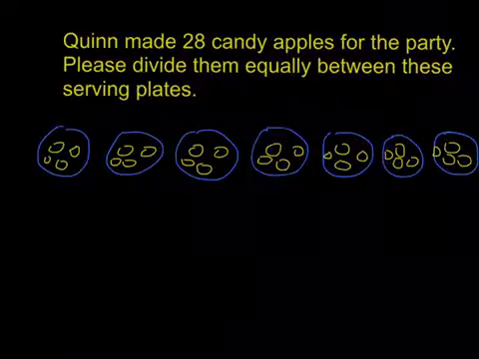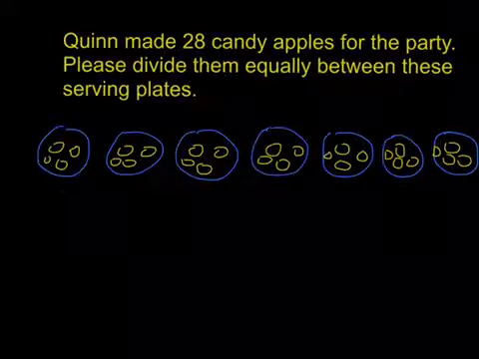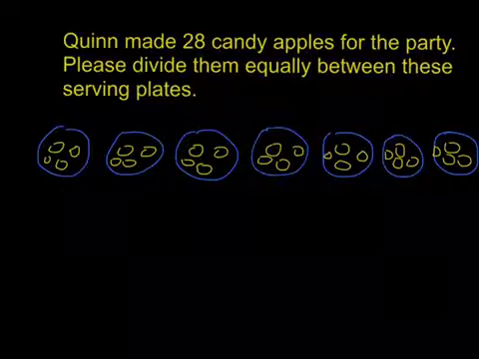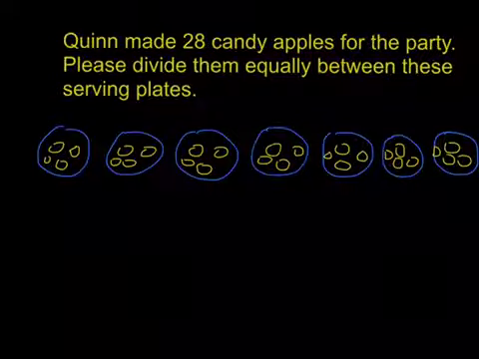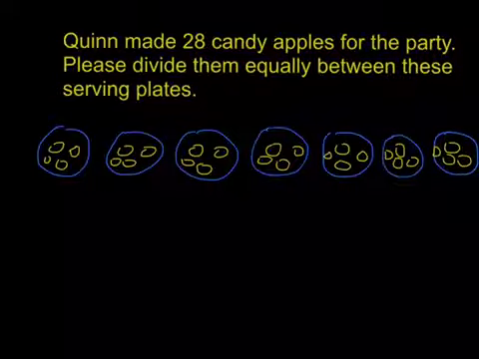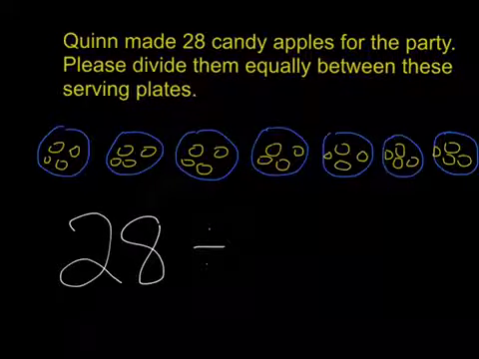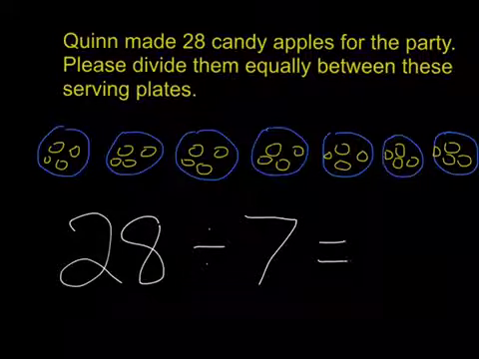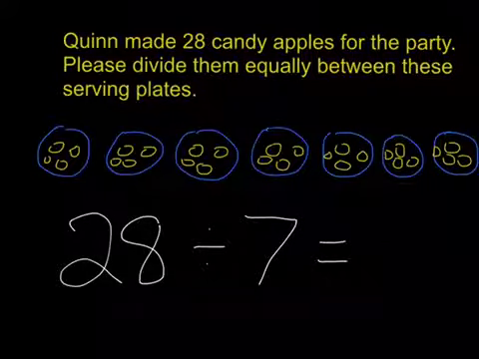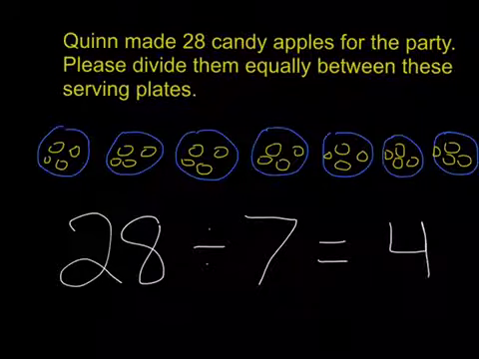Okay, so what you should have come up with is that there were 4 candy apples on each plate. So what number sentence represents the work that we just did? Well, we took 28 candy apples, that was our dividend, and we divided it into how many groups? 4 is not the answer. How many groups did we divide it into? We had 1, 2, 3, 4, 5, 6, 7 serving plates. So 7 is our divisor. How many candy apples ended up on each plate? What's the quotient? What's the answer? The answer is 4 candy apples on each plate.